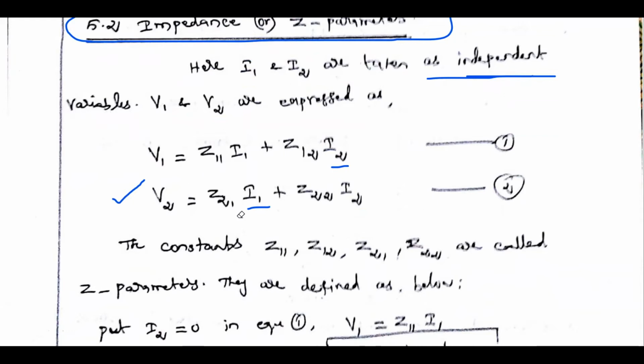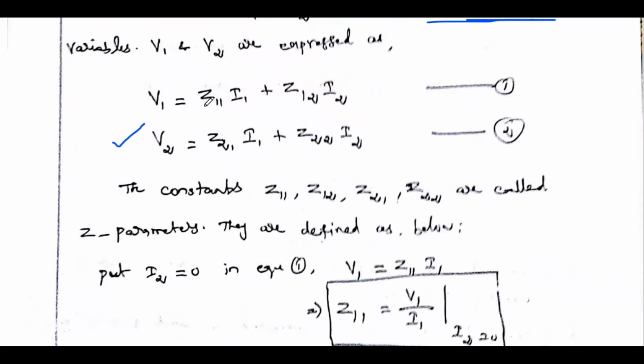So here you see the first equation: the input voltage V1 can be written as Z11 into I1 plus Z12 into I2. Similarly, the second voltage V2 can be written as Z21 into I1 plus Z22 into I2. Here I1 is the input current, I2 is the output current, V1 is the input voltage, and V2 is the output voltage across terminals 2 to 2 dash. These two equations we call the Z parameter equations.